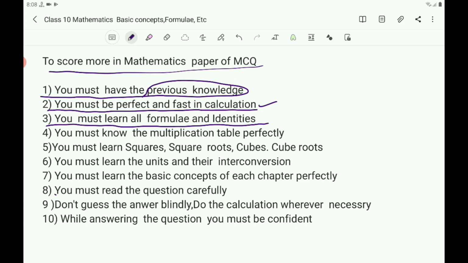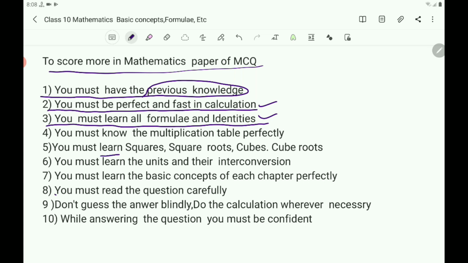You must learn all the formulae, and also the identities in the algebra chapters and in the trigonometry chapters. Next, you must know the multiplication tables perfectly. Without knowing the multiplication, you can't do the calculation fast. So to do the calculation fast, you must be perfect in tables from 1 to 20, or it is better to learn the tables from 1 to 25.